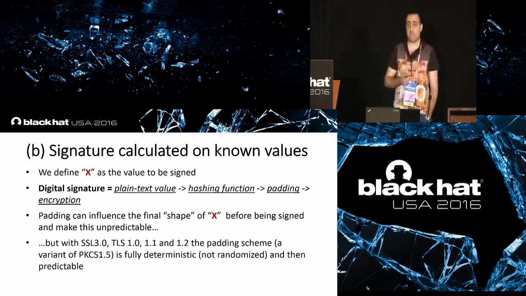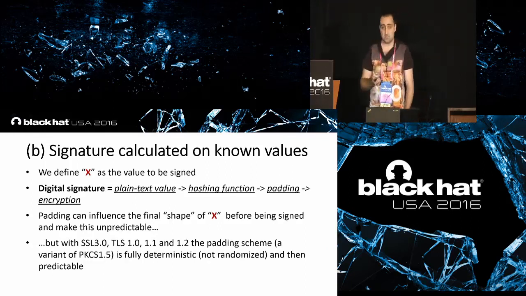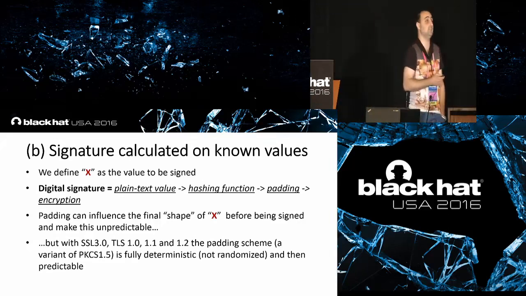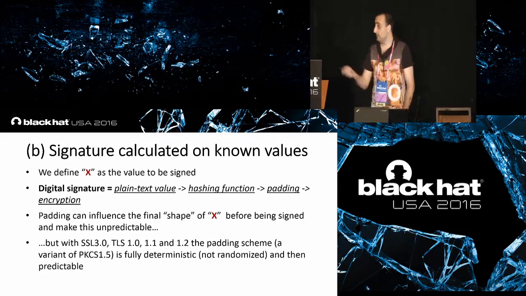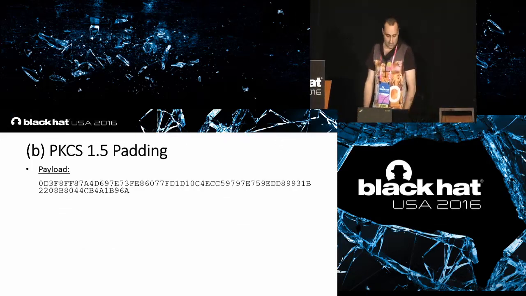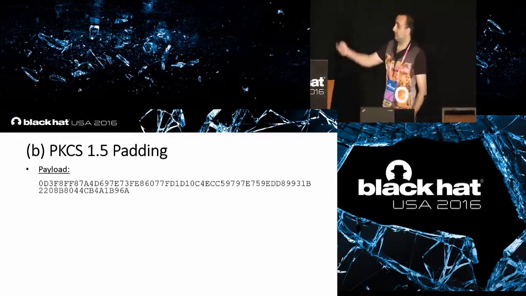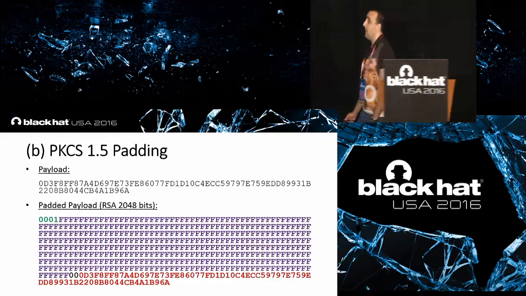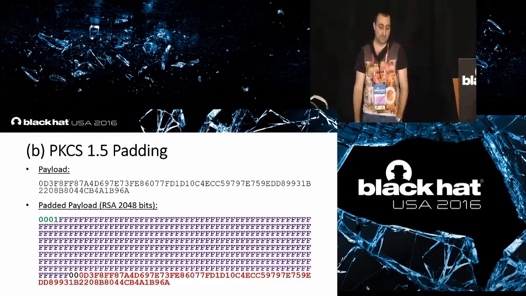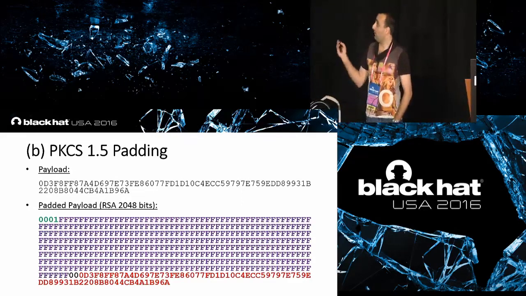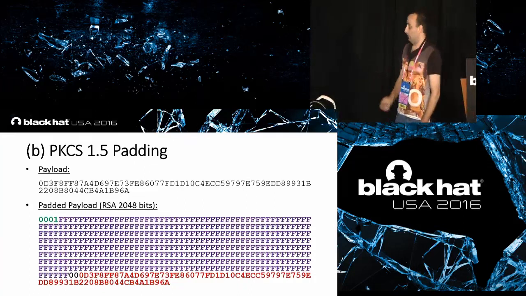But luckily for the attacker, from SSL 3.0 up to TLS 1.2, the padding scheme used is fully deterministic. So it is not randomized, and it means that it is predictable. Just to give you an example, let's assume that we have this hash, and it is our payload. This is PKCS 1.5, which is the default padding scheme used with TLS. Actually, this is how PKCS transforms our payload.